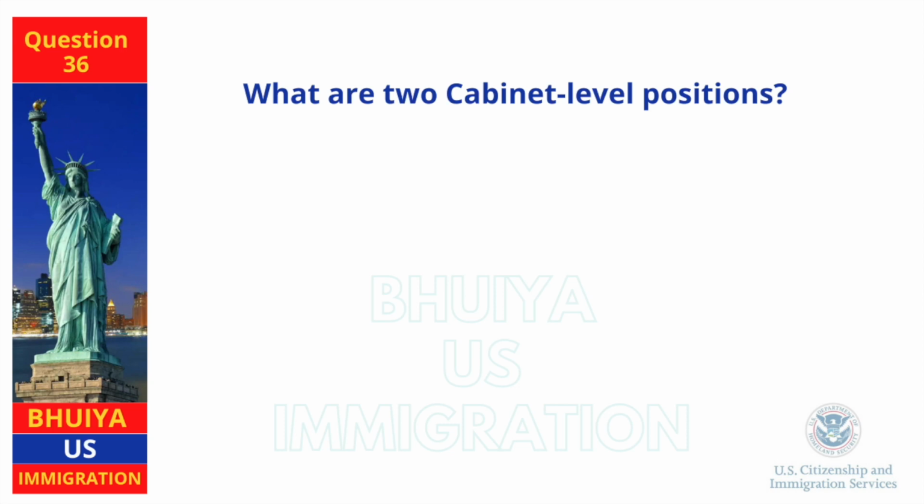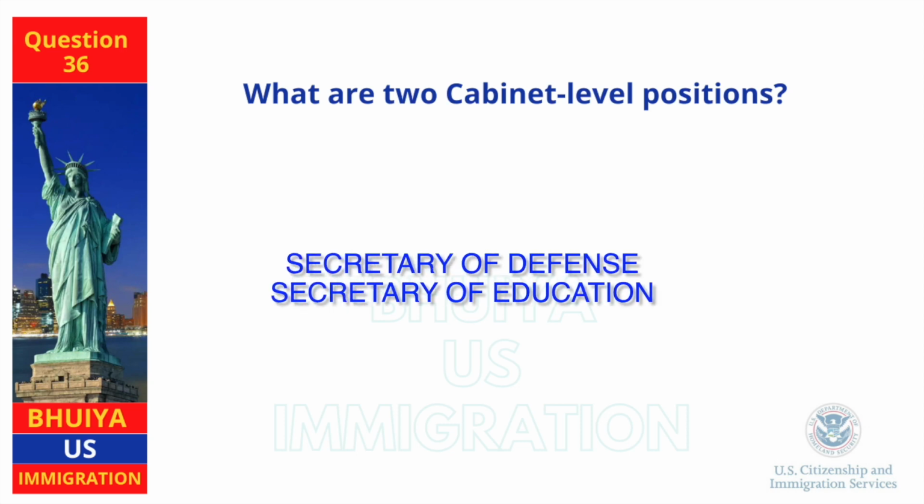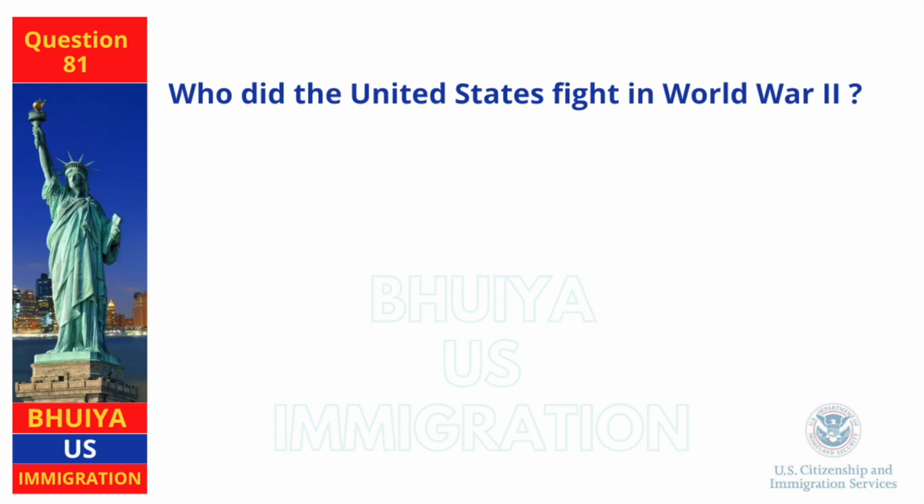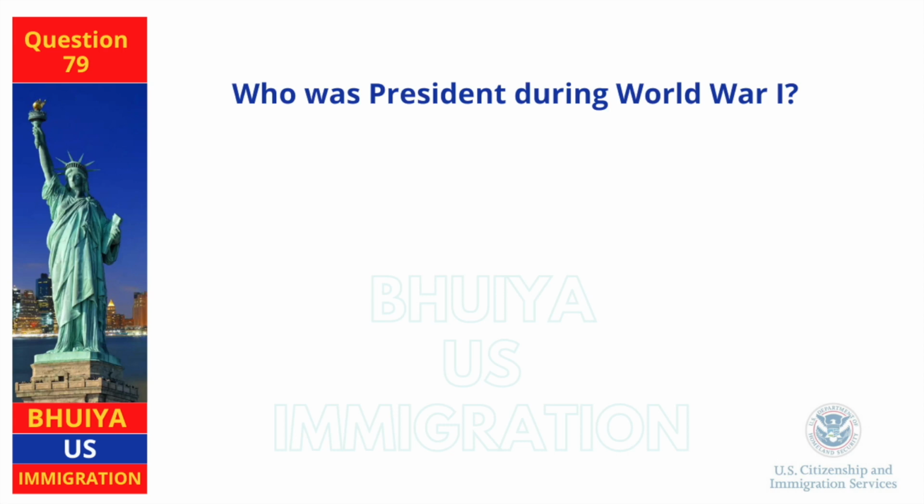What are two cabinet level positions? Secretary of Defense, Secretary of Education. Who did the United States fight in World War II? Japan, Germany, and Italy. Who was president during World War I? Woodrow Wilson.